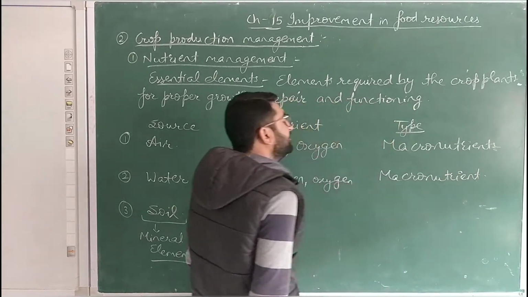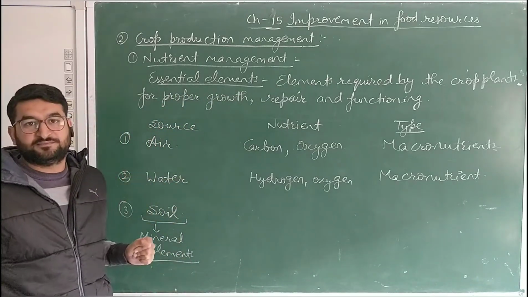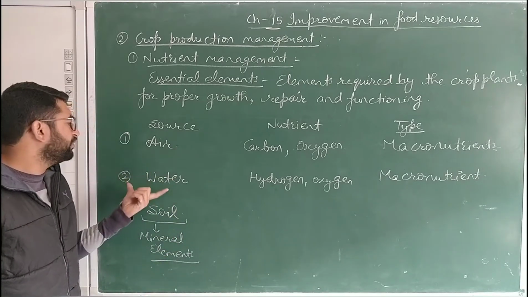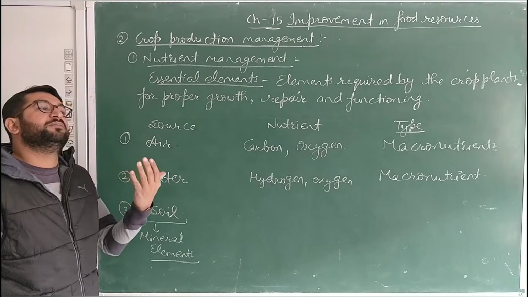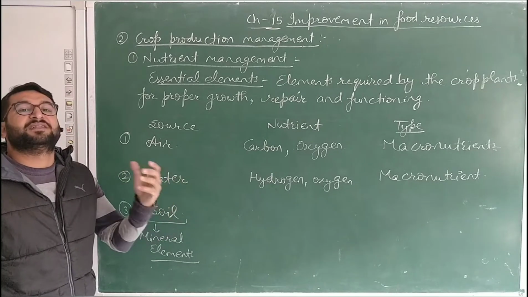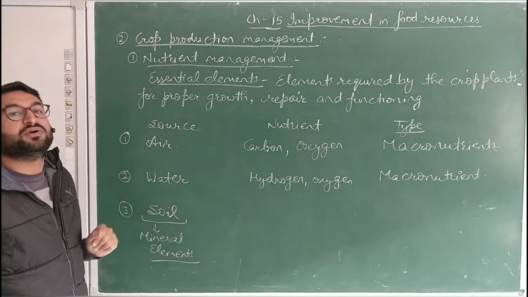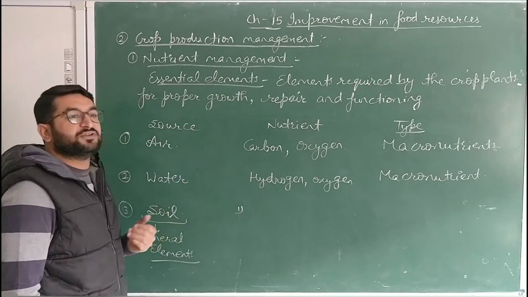These are also required in large amount. So air and water do not have any micronutrient which is directly taken up by the crop plants. तो air और water कोई ऐसा न्यूट्रिएंट नहीं है जो माइक्रो हो, जो कम अमाउंट में चाहिए और जो प्लांट्स को अवेलेबल करवाते हैं. Micronutrients are only available to the plants from soil. So soil has two kinds of nutrients available for the crop plants.